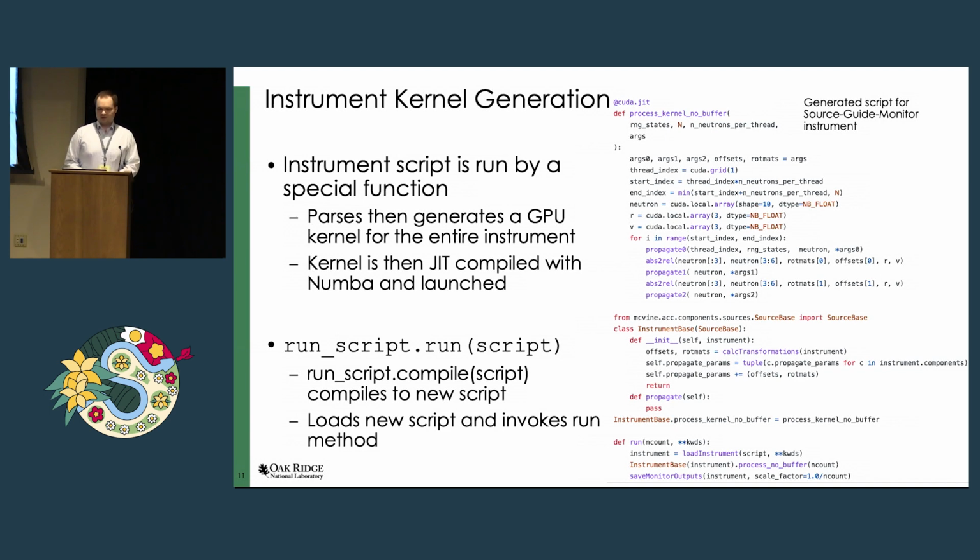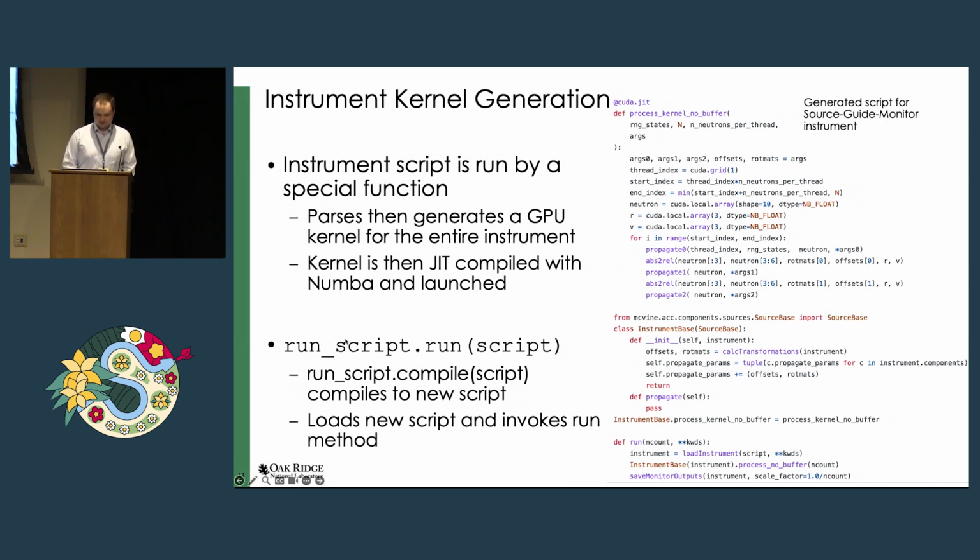On the right is an example where that previous script is taken in. We parse it, and we generate a new Python script which has a CUDA kernel here. This script then gets imported and run at runtime. This is where the just-in-time compilation comes in with Numba. And this is the device kernel for that script.